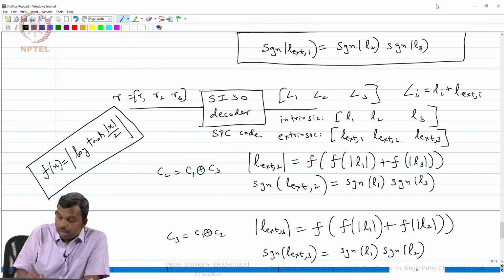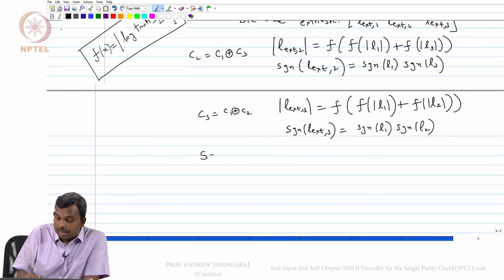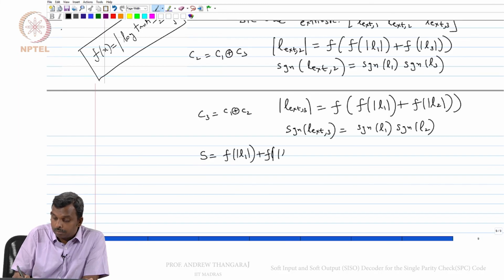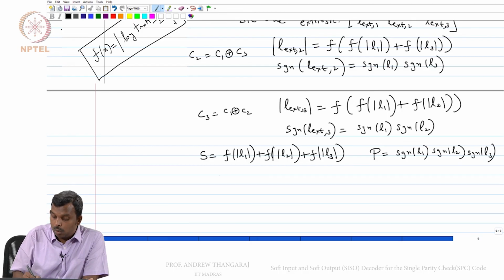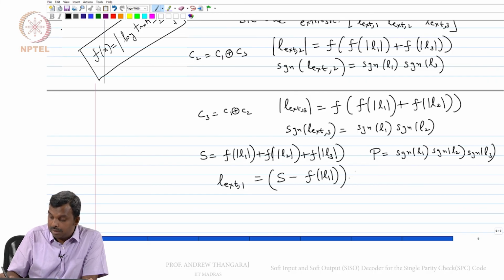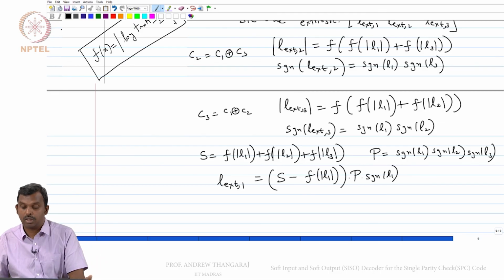So, what you can do is you can find 2 values here. One is capital S, which is f of absolute value of L1 plus f of absolute value of L2 plus f of absolute value of L3. And then you can find a capital P here, which is sign of L1 times sign of L2 times sign of L3. Okay, and what is Lx1? It is S minus f of L1, okay, times P times sign of L1. Okay, so convince yourself that that's true.